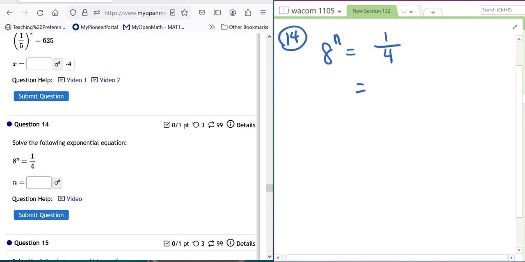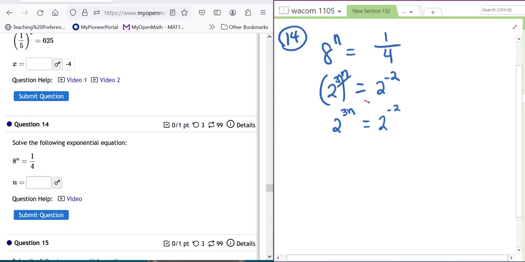And so 2 to the negative 2 would get it down here, because 2 squared would be 4, but making it a negative exponent puts it in the denominator. So 2 to the negative 2. That's this one. 8 is 2 to the third. So if I do 2 to the third to the n, that's 8. So we're good there. So this will multiply. So this is 2 to the 3n equals 2 to the negative 2.